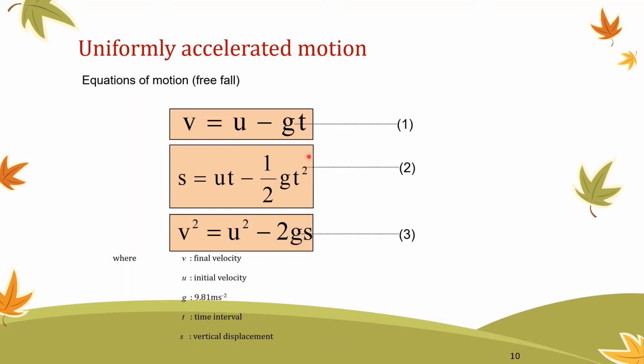And before we apply these equations, we need to know the meaning of the symbols there. So v here represents the final velocity, u is the initial velocity, g is the value of gravitational acceleration or acceleration due to gravity, which is 9.81 meter per second squared. t is the time interval, and s is the vertical displacement.